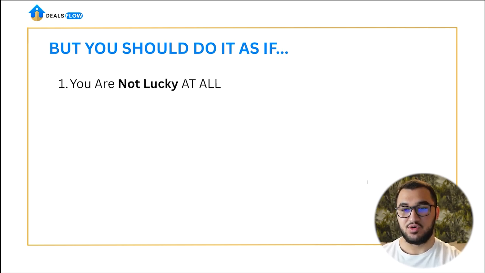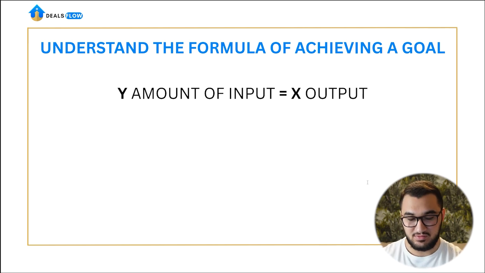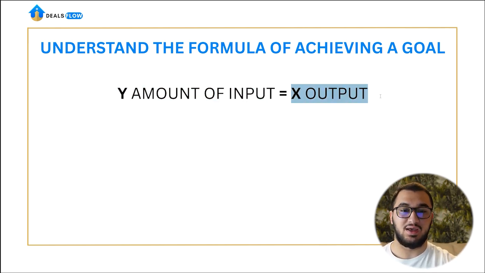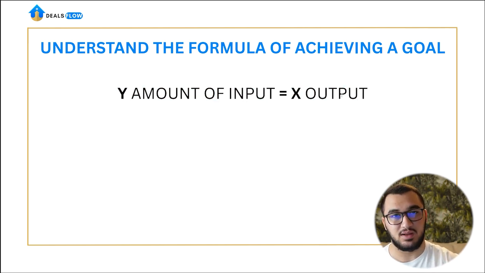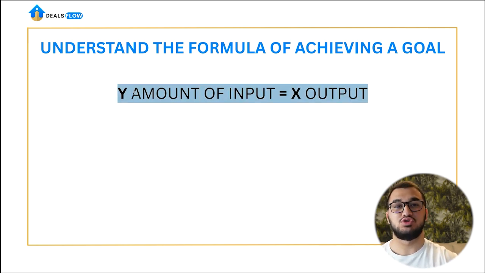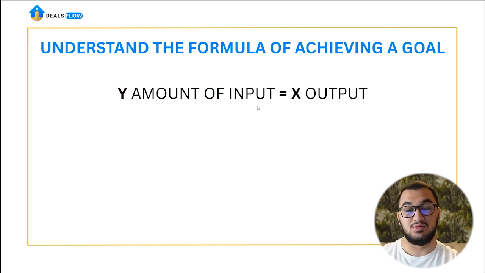So if we go back to the formula, we know that Y amount of input will equal X output. Then we change the formula, putting the same X output, for example, let's say $10,000, but we change the Y and we 5x it, right? This is how you ensure in the worst case scenario, you will still get the $10,000. And if it wasn't the worst case scenario, then you will actually make more than $10,000, right?